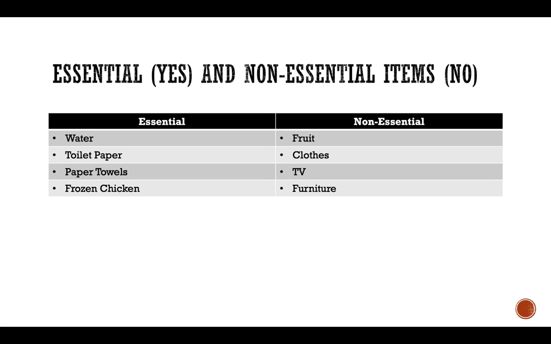So, in order to do this with our trip to Costco, I essentially laid out a plan for what I like to do when I go to Costco, which is separating between essential items that I need to buy and non-essential items. So you can see our essential items would be our yes examples, and our non-essential items would be our no examples. For me, an essential item would be something like water, toilet paper, paper towels, and frozen chicken. Non-essential items would be things like fruit, clothes, TV or other electronics, and furniture.